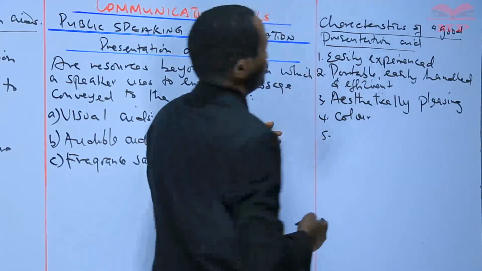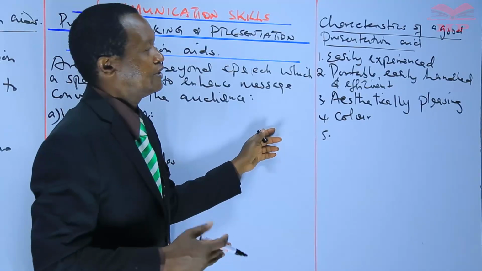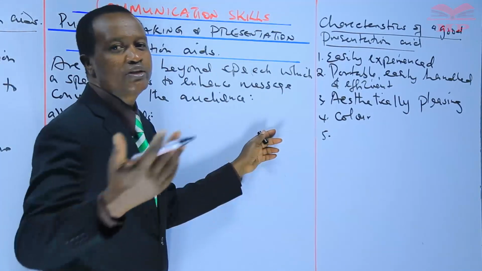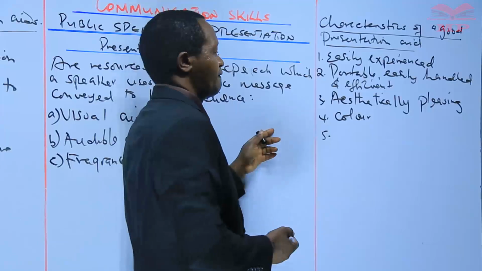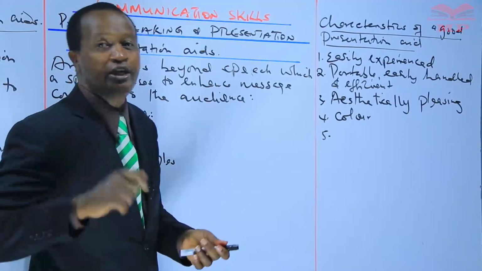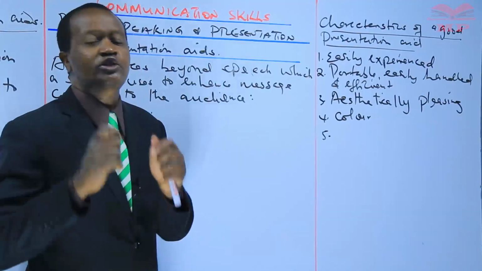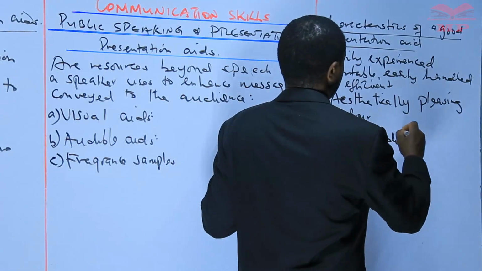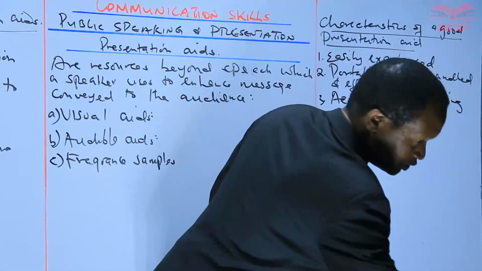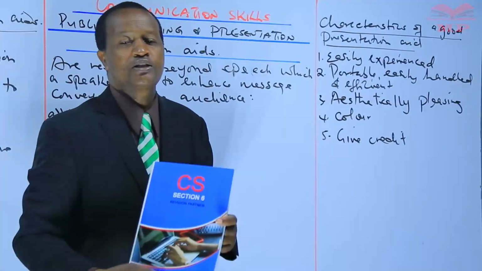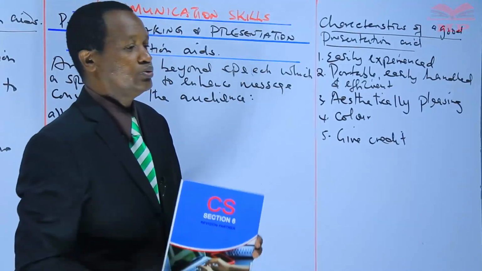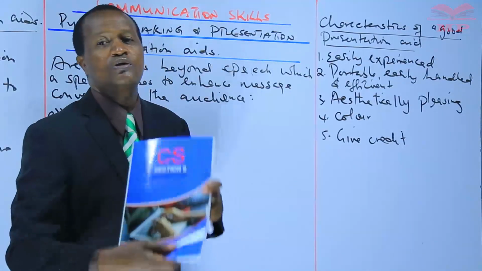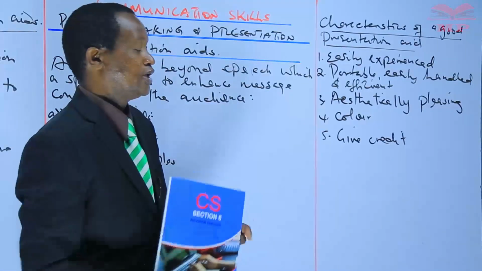Five, a good presentation aid is one where the speaker acknowledges or provides credit when using images that are not his own. When you are using an image that is not your image, it's important to acknowledge the source, or give credit. If I'm using an image, for example, this book is a Manifesto Publishers book. So if I'm using it to maybe explain a point on books, then I need to acknowledge that this is not my book, but the book published by Manifesto Publishers. So I need to give credit.